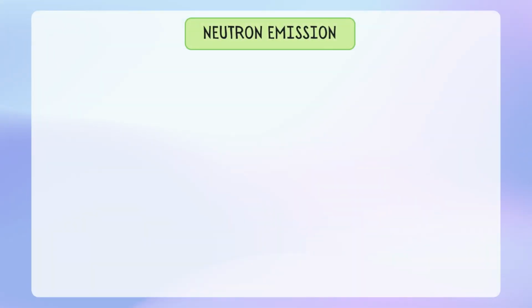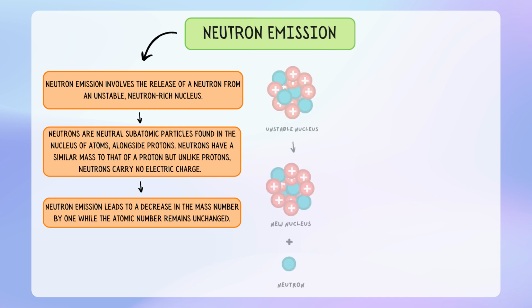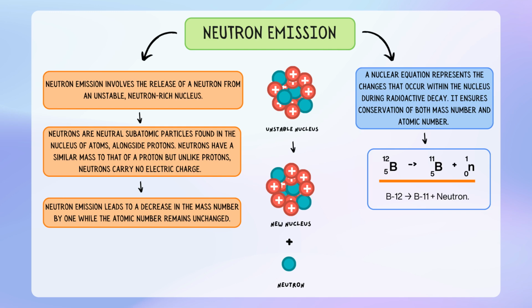In today's lesson, we delved into the properties of neutron radiation and its role in the process of neutron emission. We learned that neutron emission involves the release of a neutron from an unstable, neutron-rich nucleus, leading to a decrease in the mass number by 1 while the atomic number remains unchanged. We illustrated this concept by examining the decay of boron-12 into boron-11 with the emission of a neutron. By practicing writing nuclear equations, we saw how mass and atomic numbers are conserved. Understanding neutron emission provides significant insights into nuclear stability and the complex mechanisms of radioactive decay, preparing us for more advanced topics like nuclear fission.